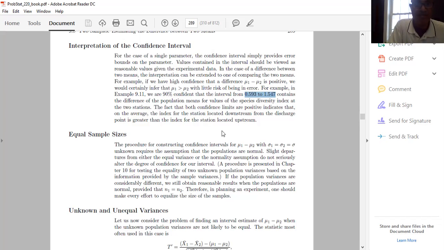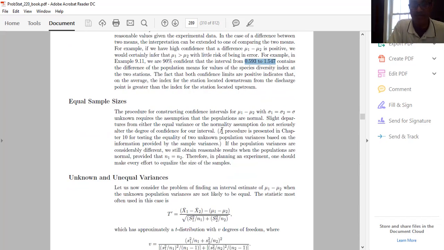Okay, now the equal sample size. In the previous example, n1 and n2 were not equal. Keep in mind that sigma 1 and sigma 2 were equal but unknown. But n1 and n2, both samples, were separate and different. It could be possible that you have equal samples, n1 equal to n2.